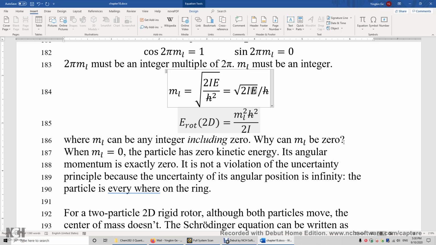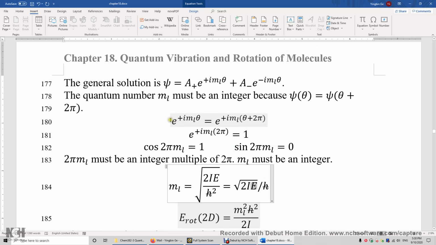Now we know its angular momentum exactly, but we have no idea about the angular position of the particle when m sub l is 0. When m sub l is 0, let's look at the wave function. You plug in m sub l equals 0 here, and it equals 0 here. Psi is a constant. Psi does not depend on theta anymore.